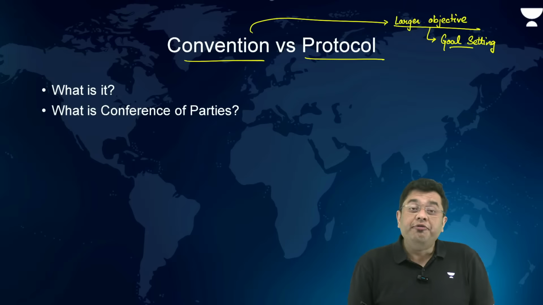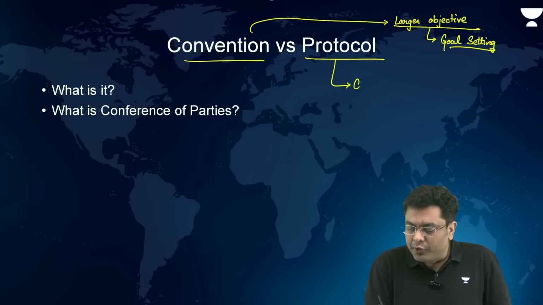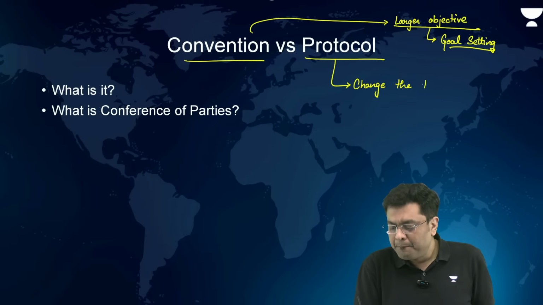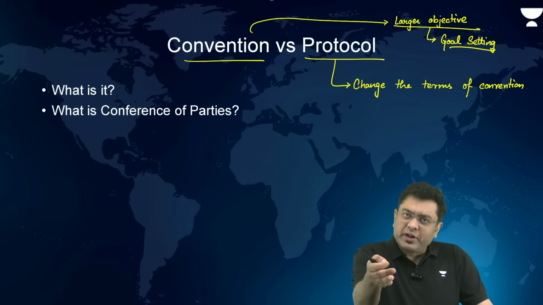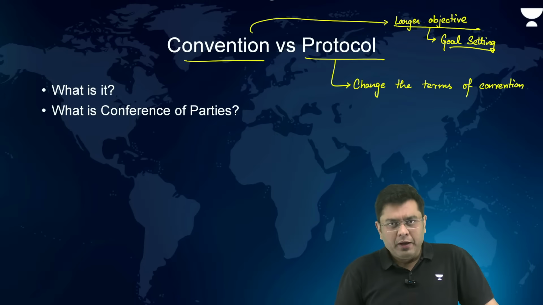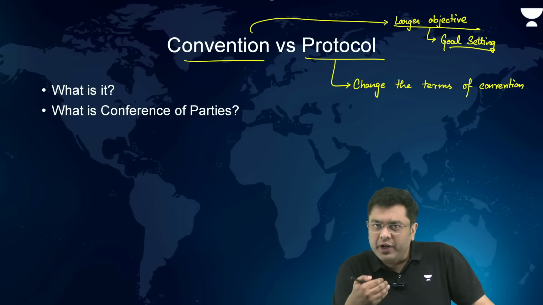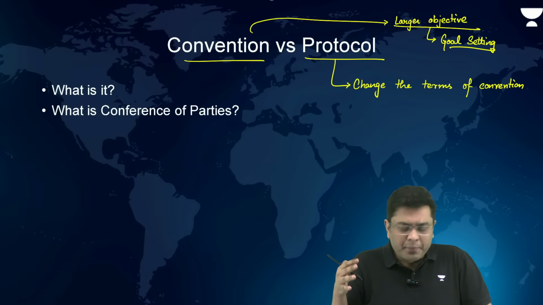Then, when we talk about the protocol, it is generally used to change the terms of the convention, and simultaneously also fix a kind of a timeline. So whenever any particular convention talks about a targeted achievement of a goal, it is followed by a protocol. For example, Cartagena Protocol, Nagoya Protocol, Kyoto Protocol, Montreal Protocol, Paris Protocol, all these are examples of protocol, right?